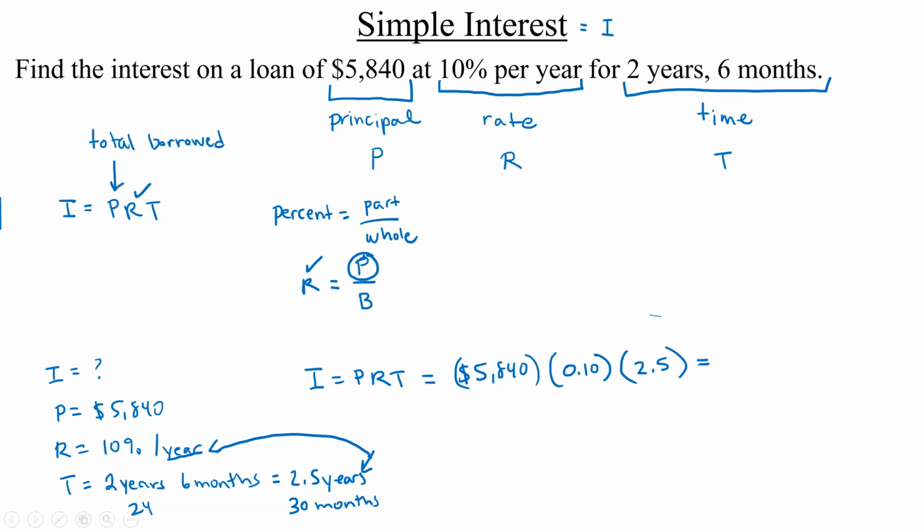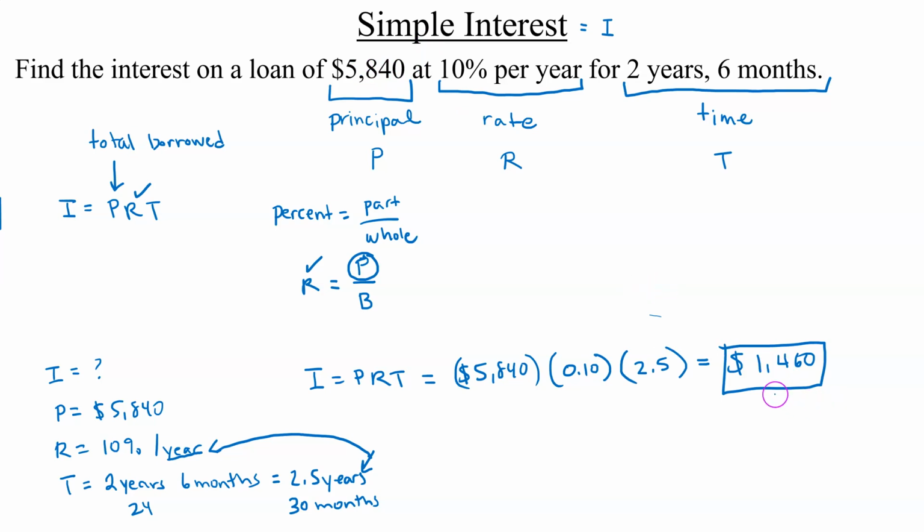Okay, and when you do this calculation, 5,840 times 0.1 times 2.5, you end up with 1,460. And this is the amount of interest you paid in order to borrow that $5,840.